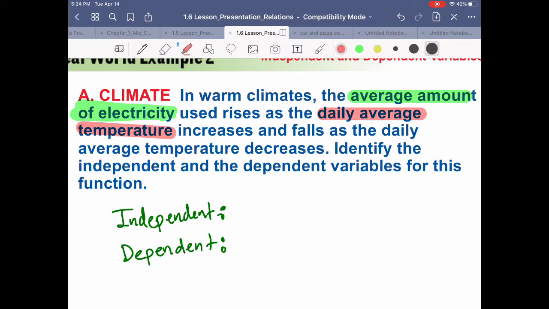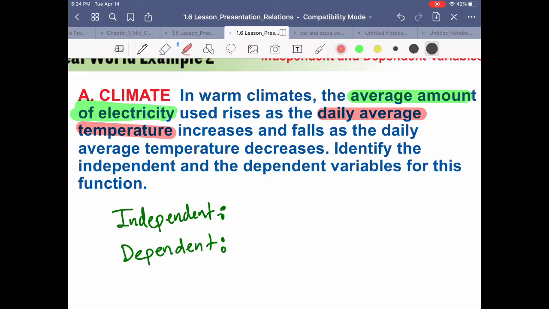So I'm going to say it this way. Does the amount of electricity depend on the amount of temperature, or does the amount of temperature affect the amount of electricity? As you say that again to yourself, one of them is not going to make sense. So let's try again. Does electricity depend on temperature, or does temperature depend on the amount of electricity? It's definitely not the second one. Temperature does not depend on electricity.